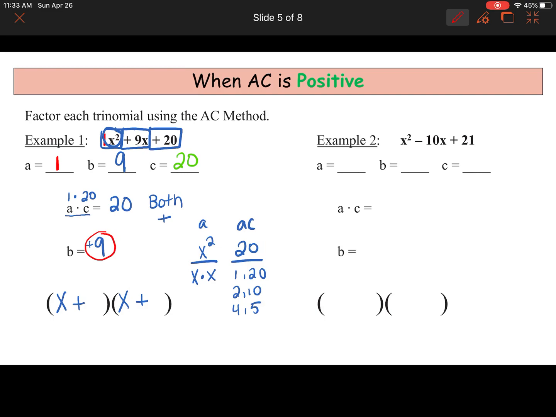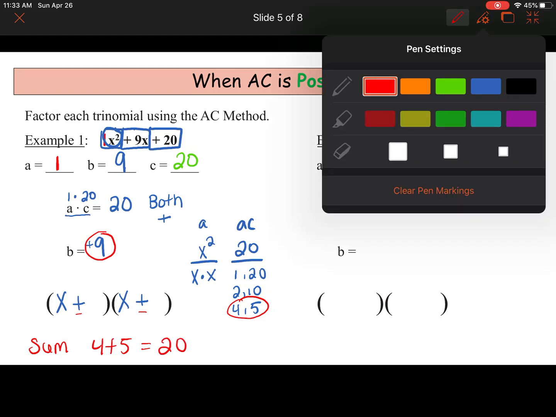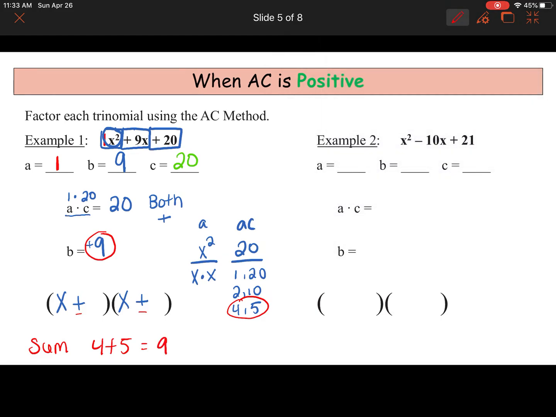So 1 plus 20 gives me 21. 2 plus 10 gives me 12. 4 plus 5. Okay, since we know we have two addition signs, we know it's going to be a sum. So 4 plus 5 is going to give me 20. Or sorry, 4 plus 5 is going to give me 9. So we know that number pair works.